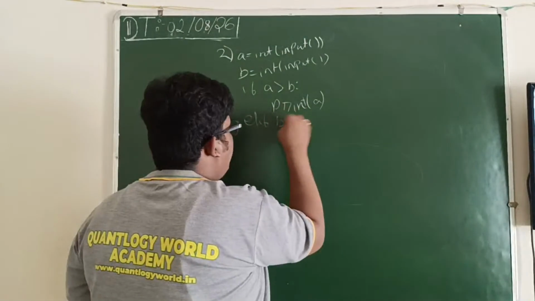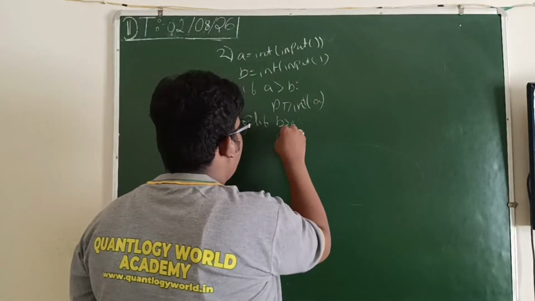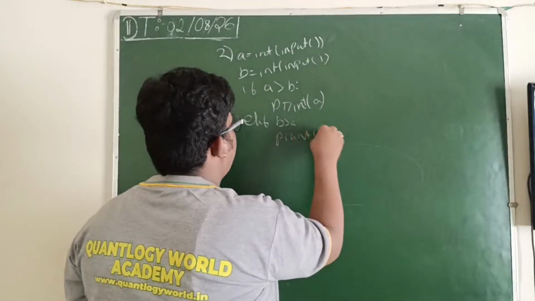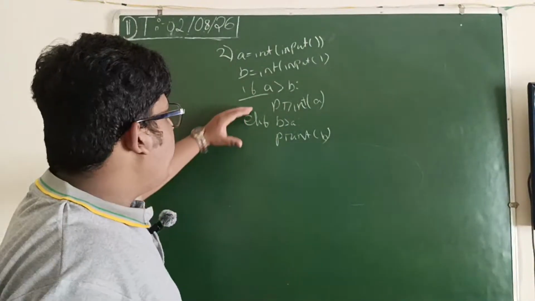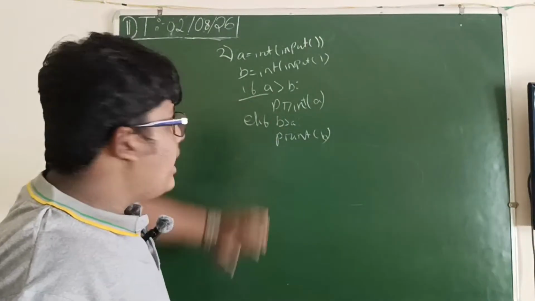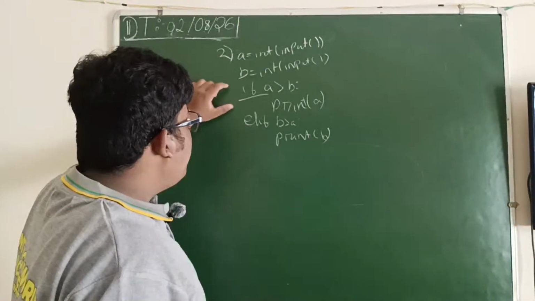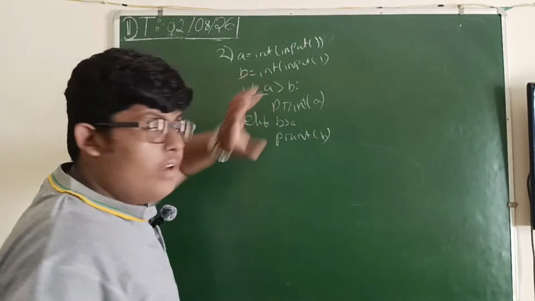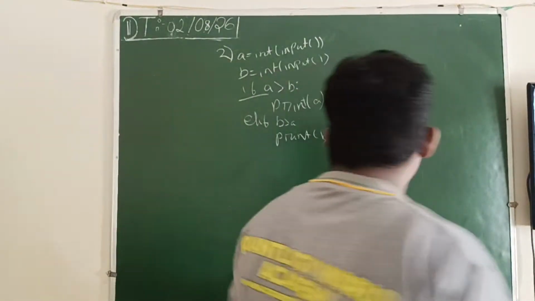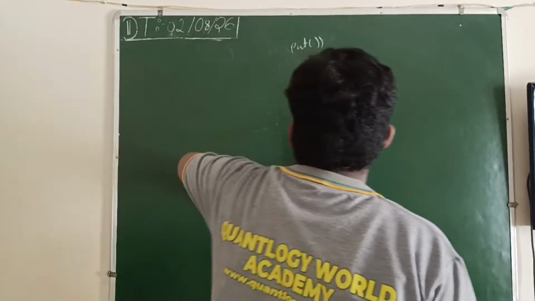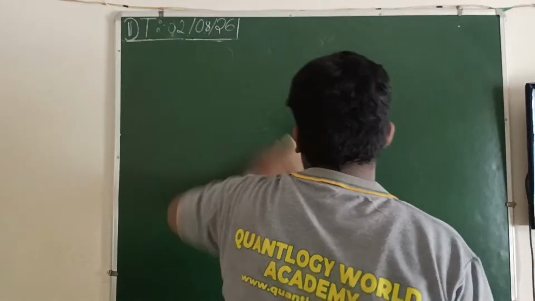Elif B greater than A, print B. If the first if statement works, then the program will ignore the elif part, and if the first if statement does not run, then the elif part will run. Second program is completed.